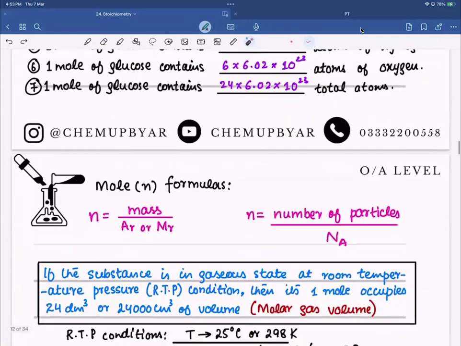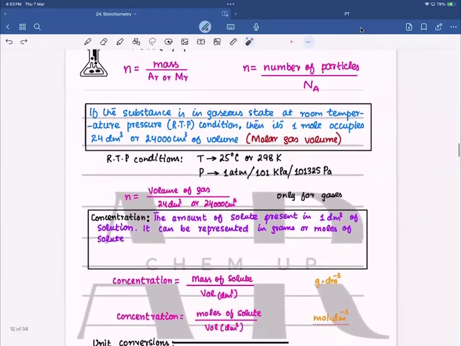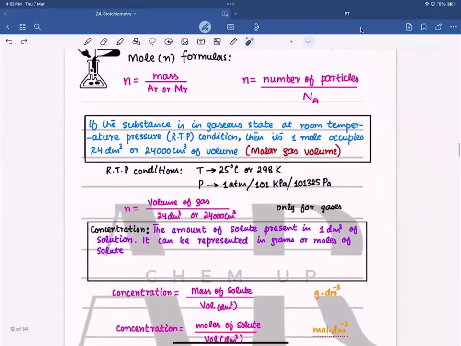Okay, now we have these formulas that we are going to use in the further calculation. See, if you have to find the number of moles and you are provided with the mass, you will divide the mass by the AR or the MR of that substance, and you will get the moles. If you are given the number of particles and you have to find the moles, you will divide that number of particles by Avogadro's number, which is 6.02 exponent 23, so you will get the moles.